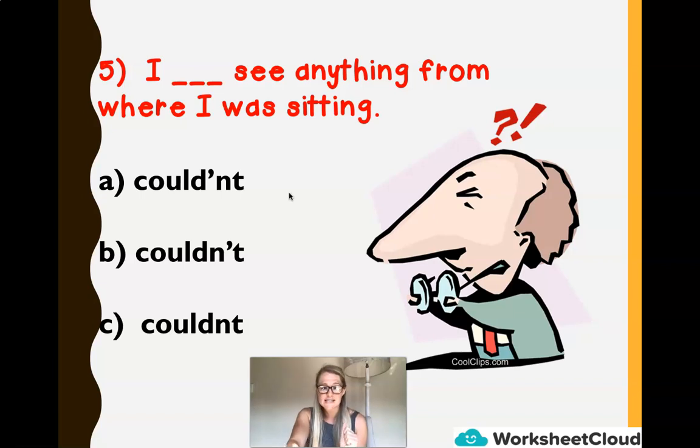Number 5. I couldn't see anything from where I was sitting. Which couldn't is it? Where should the apostrophe be? Right. And remember, couldn't is, there's my clue, contraction. So it is B. The apostrophe goes in between the N and the T to show me that I've got some letters missing. Couldn't in fact stems from the two words could not. And I've removed that O from the not, so couldn't, and I've removed the O.